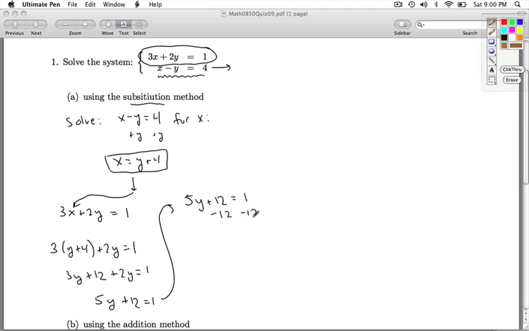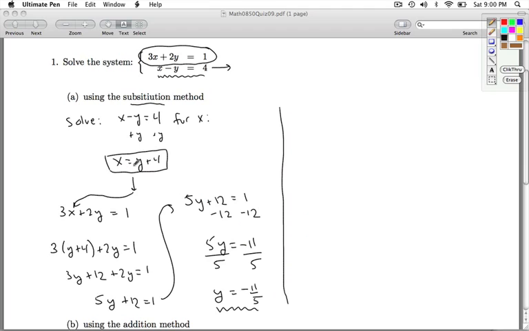Subtract the 12 from both sides. I get that the 5y is negative 11. Divide by 5. I get y equals negative 11 fifths. But remember, to solve a system of equations, I need to find the x and the y that make both equations true.